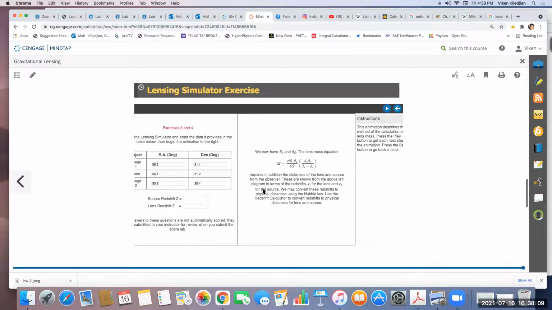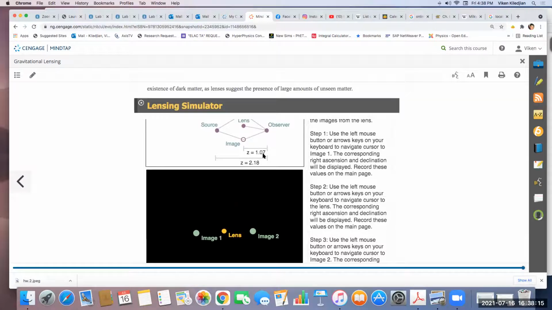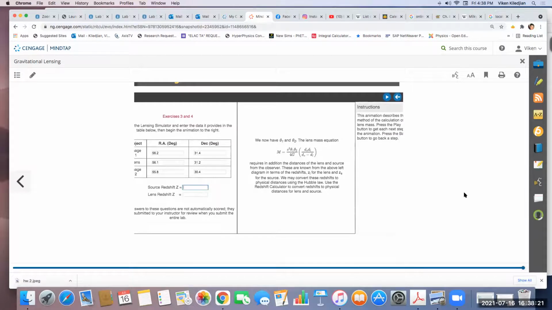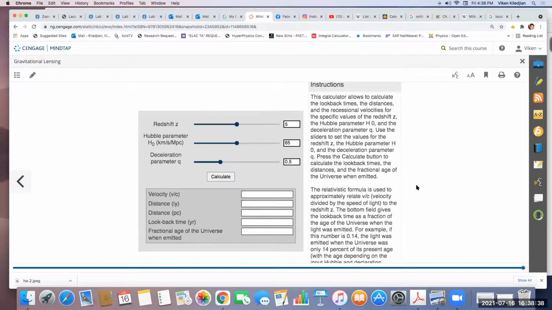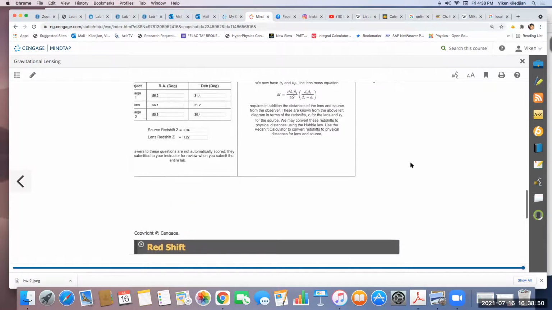Okay, so what is their z distance? Let's just say, I'm not necessarily giving the numbers here, but the z to the lens is, the source should be bigger, so 2.34, let's say, and 1.22. So let's say the redshift was 1.22.